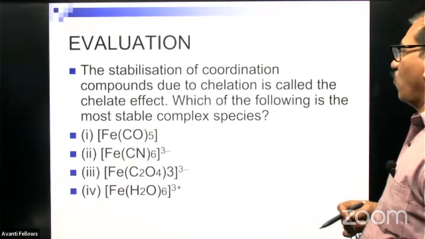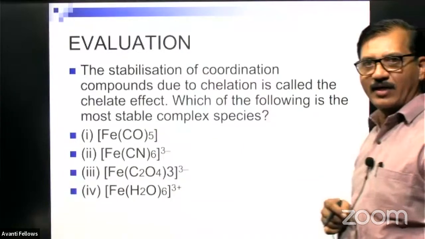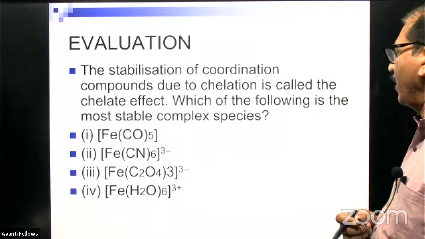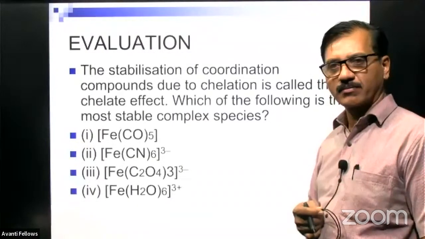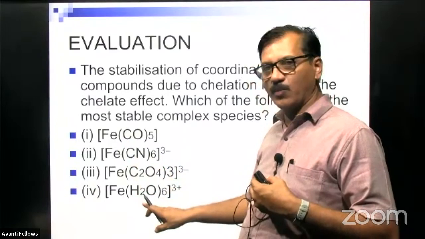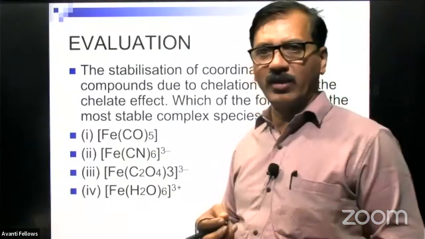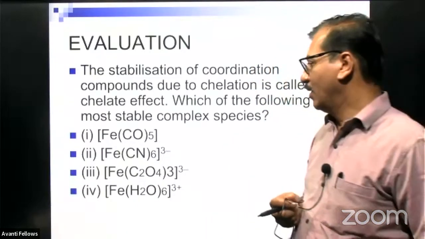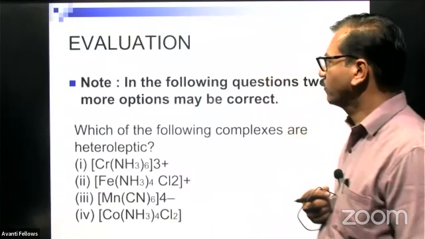Now, the stabilization of a coordination compound due to chelation is called the chelate effect. Chelation, I talked about chelation. Which of the following is the most stable complex species among these? Option 3. Carbonyl, CN and H2O are monodentate ligands, but oxalate is a didentate ligand. Therefore, it should form more than one pair, then it is a ring-like structure, then the chelating effect will be there. Therefore, 3 is the answer.